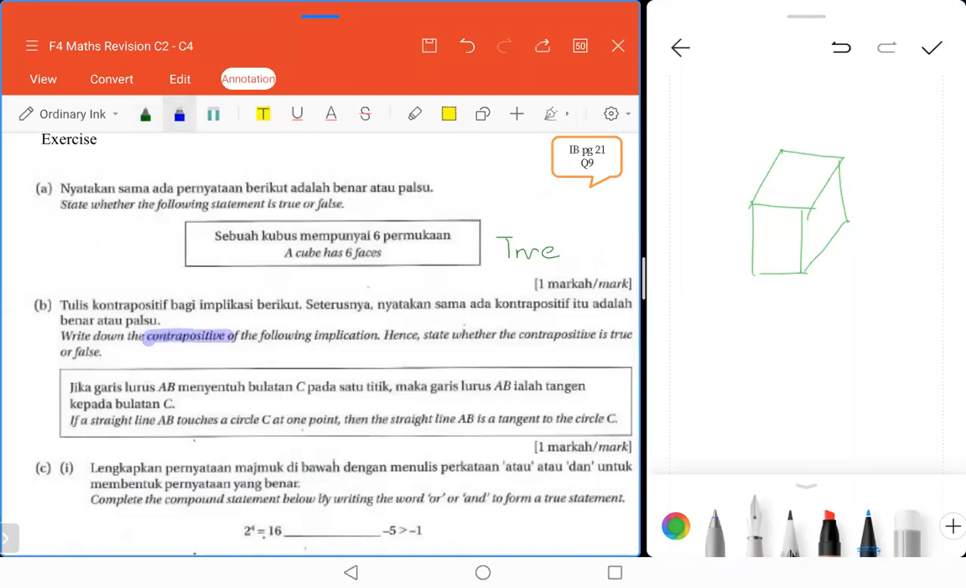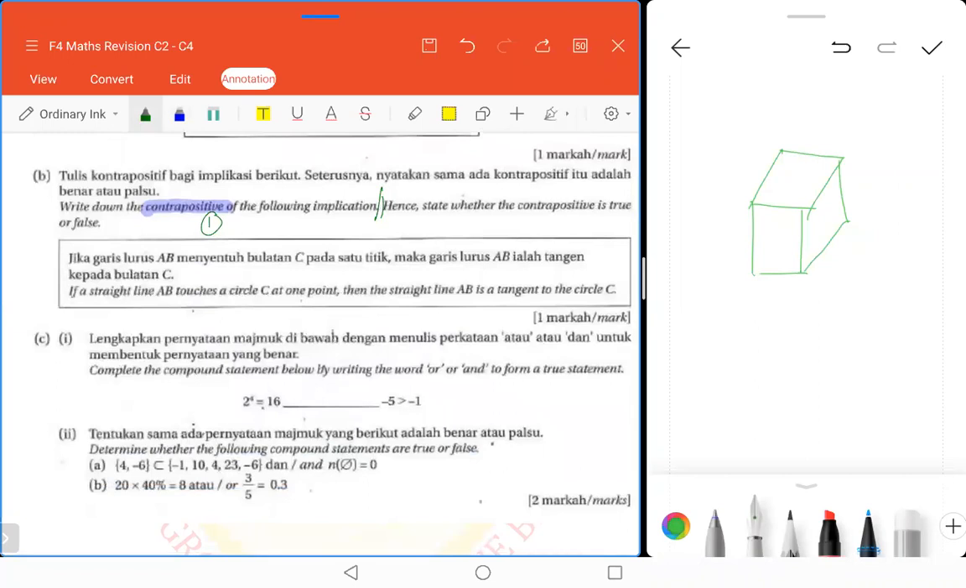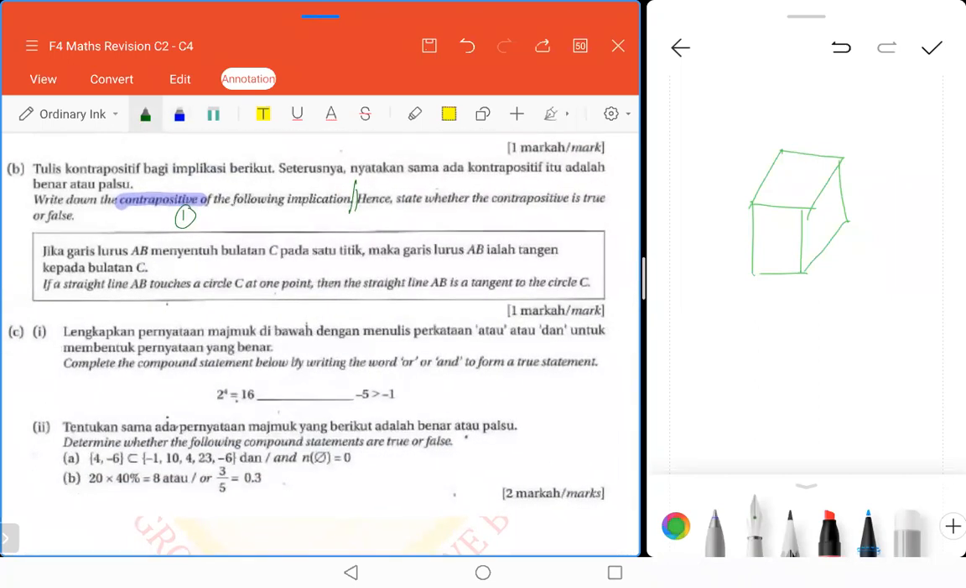Contrapositive of the following implication. Hence, state whether the contrapositive is true or false. Okay, so you do the first part first. If a straight line AB touches a circle C at one point, then the straight line AB is a tangent to the circle C. So it might take some time, you have to key in, type in. SCIC. So you have to get the inverse first. Get the inverse, then you reverse it, then you become contrapositive.